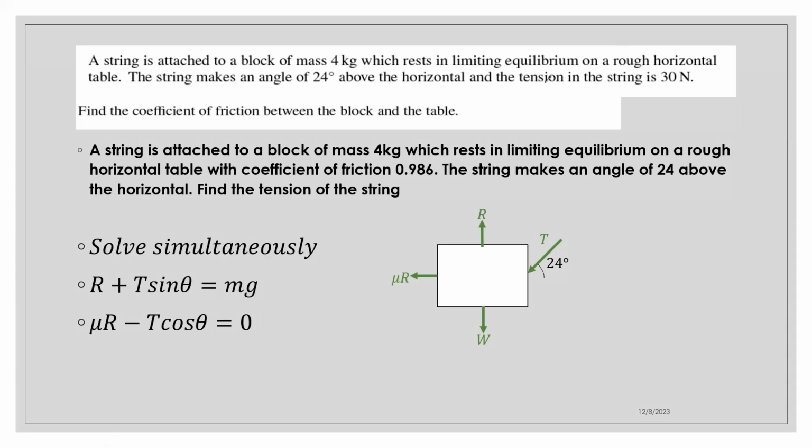So this is the simultaneous equation form of that. And what's interesting is that R and T are unknown, so they're the things we're trying to solve. So this is more like 1x plus sine 24y is equal to, in this case, 40, because that was m times g. And then similarly, this would be mu x minus cosine 24y, and that is equal to 0. So these are simultaneous equations.